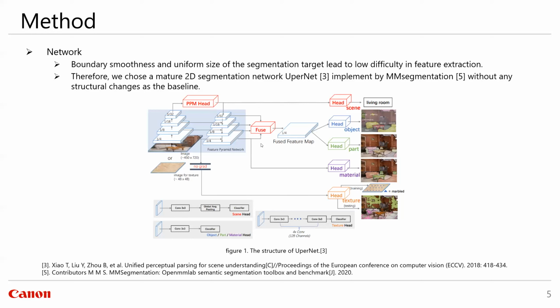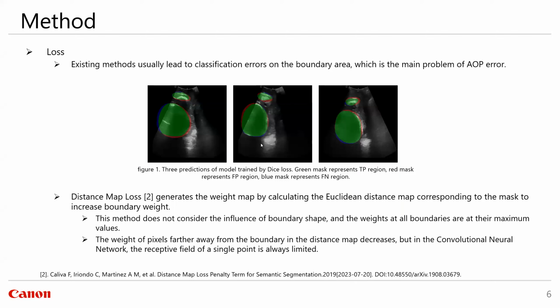The network we used is ARPANET. We believed that the boundary smoothness and the uniform size of the segmentation target led to low difficulty in feature extraction, so this network has no structural changes, and this figure shows the structure. The key point of our method is the loss we used. In our experiments, we found that existing methods usually led to classification errors on the boundary area, which is the main source of AOP error, and you can see this.